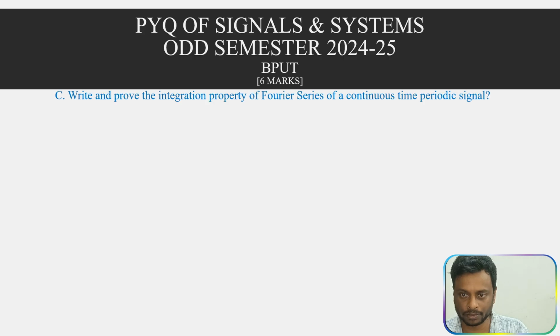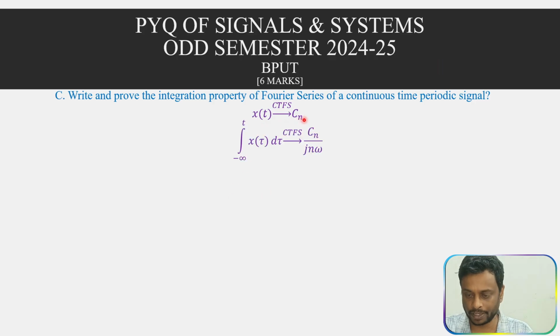Our third 6 mark question is: write and prove the integration property of the continuous time Fourier series. Please remember that the Fourier series can be applied to periodic signals only. Okay. So if x of t has Fourier series coefficient c of n, then the integration of x of tau d tau will have coefficient c of n divided by j n omega. This is called the integration property of the Fourier series. Let us prove that.